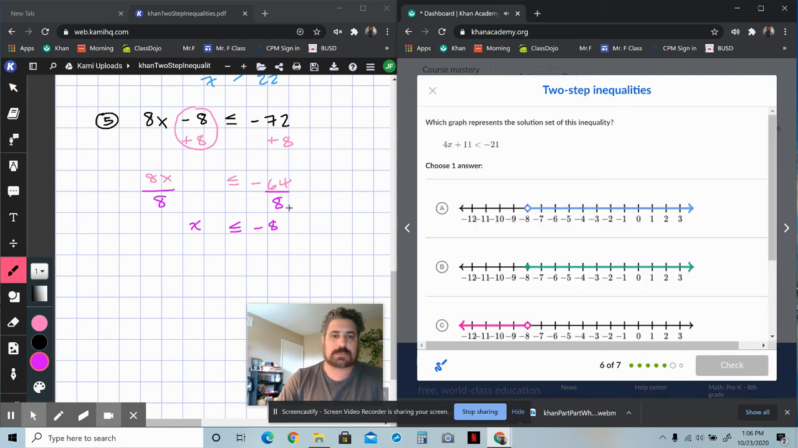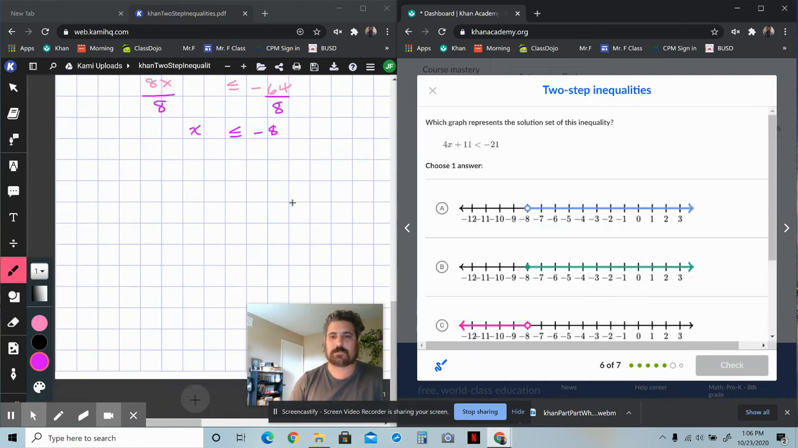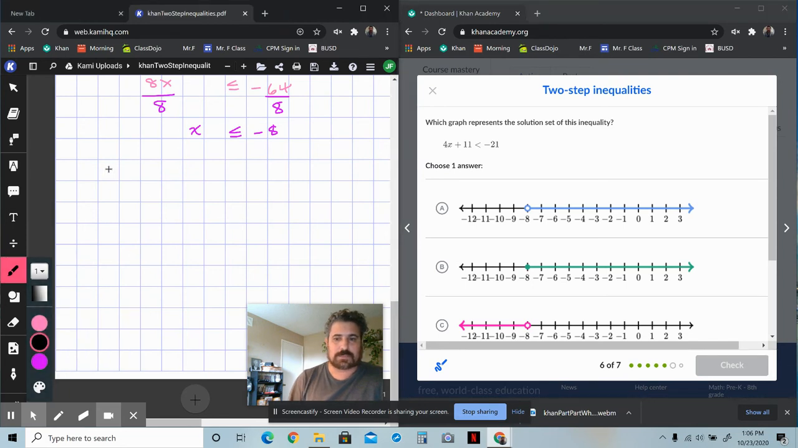Now let's do the next one. The next one says 4x plus 11 is less than negative 21. So this is number 6, numero 6. We get 4x plus 11 is less than negative 21. Your goal is to get the x all by itself. So you're going to get the 4x by itself to start. How do you get rid of this plus 11? You minus 11 from both sides.